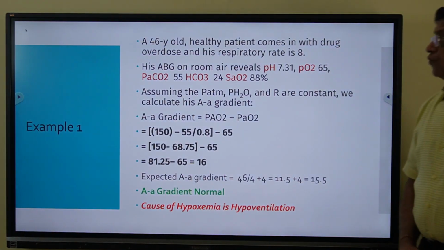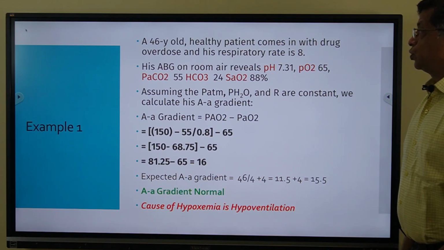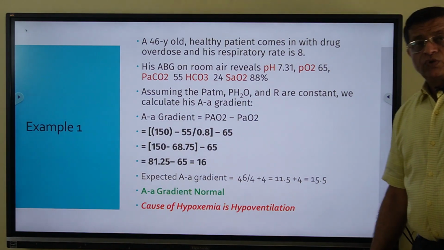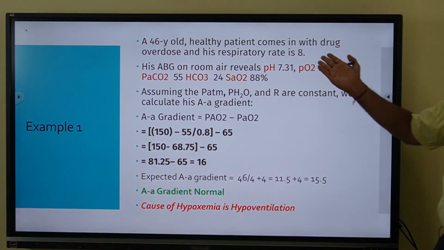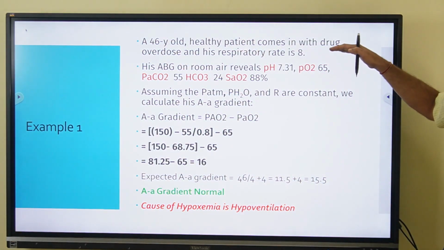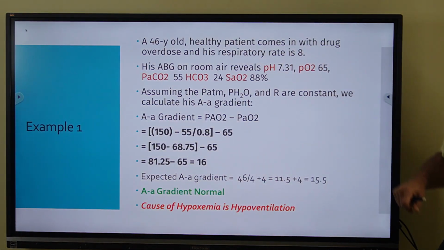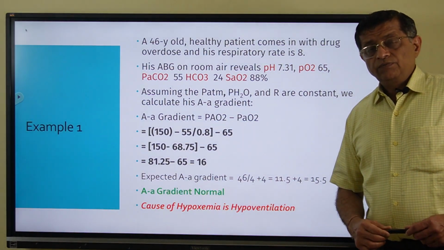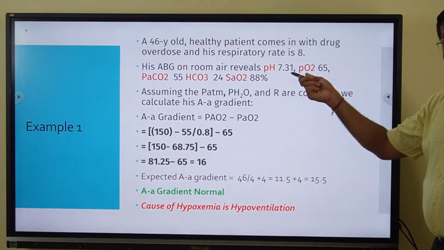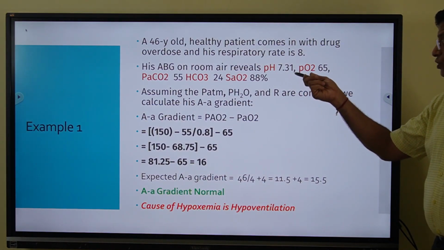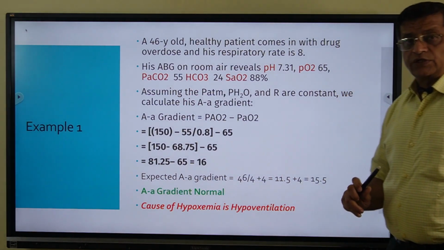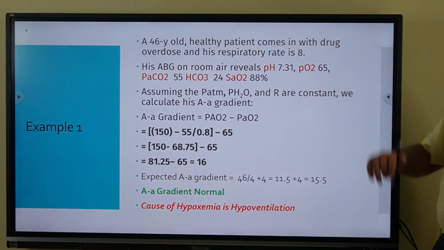For example, a 46-year-old healthy patient comes with a drug overdose and has a respiratory rate of 8. So as you can see in this example, this is a healthy patient, 46-year-old, and he has taken some drug and the respiratory rate is very low. So you expect that this patient has hypoventilation. His ABG on room air is pH 7.31. We have seen the acid-base interpretation. This is acidosis. PCO2 has raised, so this is respiratory acidosis. This also goes in favor of hypoventilation.